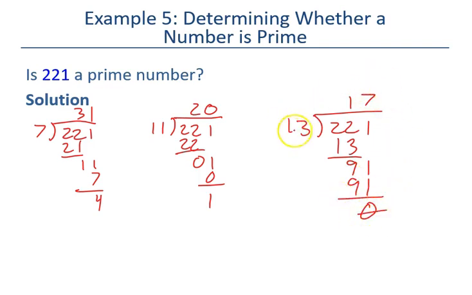So look, we have 13 and 17. We know now, because remember, we can double check this. I should be able to take this 13 and multiply it by 17 and get back to 221, which means this number has more factors than just 1 and itself, and therefore 221 is composite.